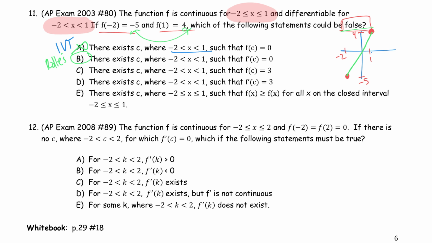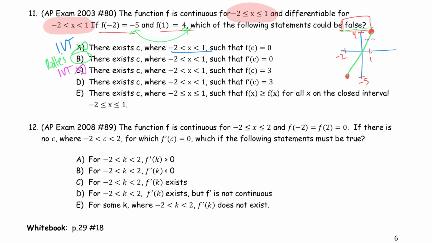So let's keep checking. All right, C, there exists a c where negative 2 is less than c is less than 1, such that f of c equals 3. So does it have to cross through y equals 3 at some point? Yeah, it totally does. Again, that's going to be our intermediate value theorem, so that one's true.